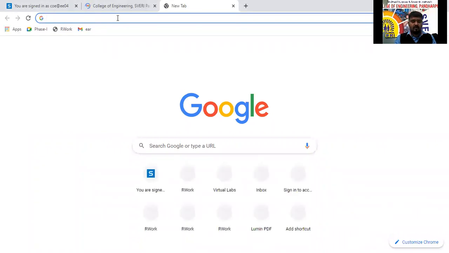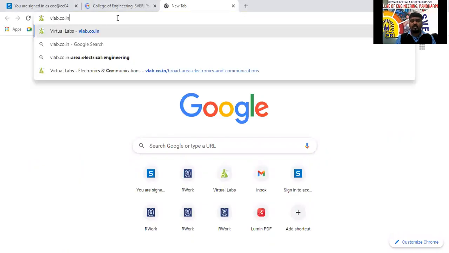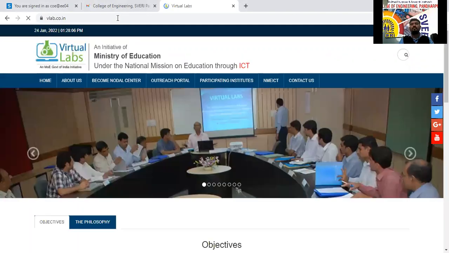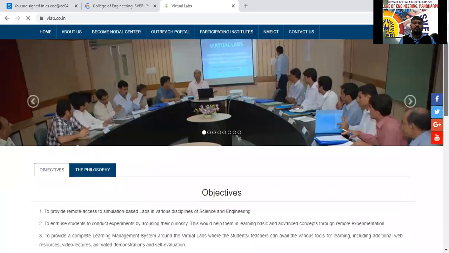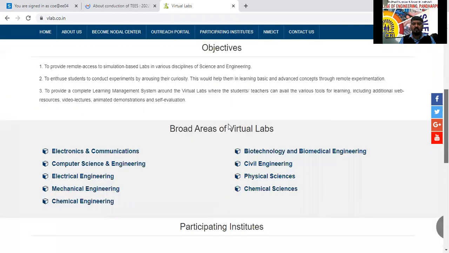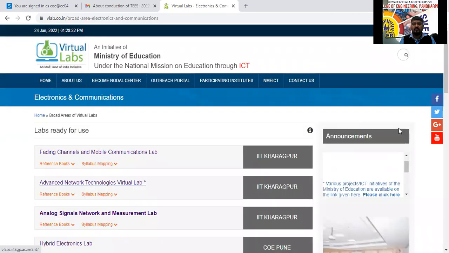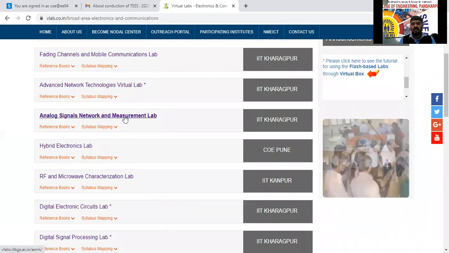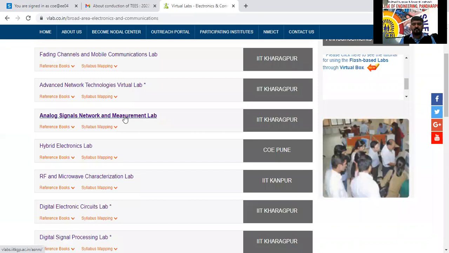So I will open Google Chrome. I will write here vlab.co.in and just press enter. It is going to open the Virtual Labs, an initiative of the Ministry of Education, MOE, under the National Mission on Education through ICT. We have to go for Electronics and Communication, the basic branch for circuitry. The subject is Analog Signals, Networks and Measurement Lab. You click on this.